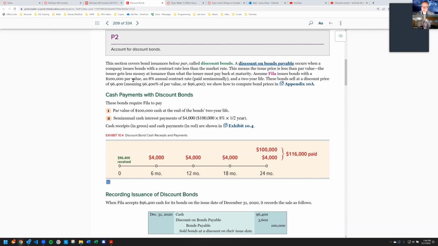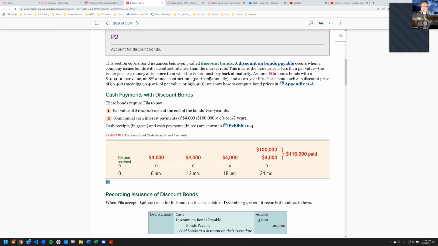So if it's 100,000 at 8%, you're paying out 8,000 per year, and it's twice a year. So you have to divide that by 2 when you do the journal entry, or divide it by 4 if you calculate the full amount for the 2 years. But I would keep it simple. Figure out the annual rate and figure out how many times it gets paid out per year and divide it by that number.